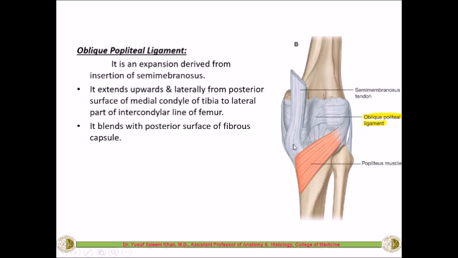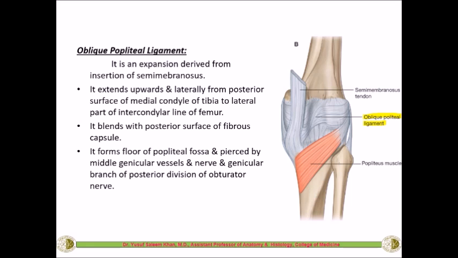Okay, so it blends with the posterior surface of the fibrous capsule, and this posterior surface of the fibrous capsule will form the floor for the popliteal fossa. So the oblique popliteal ligament will also form the floor of the popliteal fossa, and because it is in the floor of the popliteal fossa, it is pierced by middle genicular vessels as well as nerves.